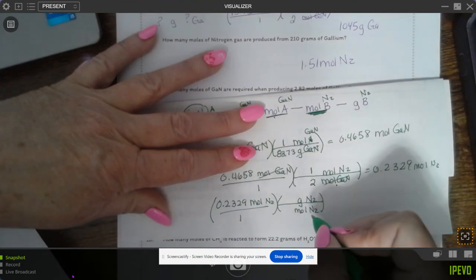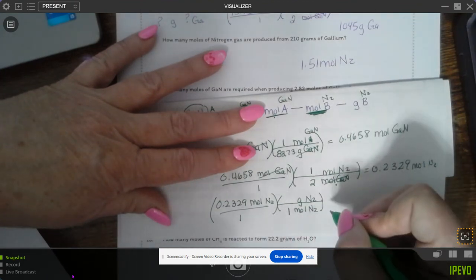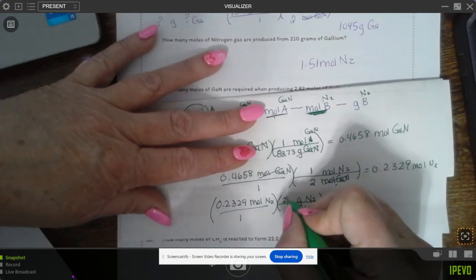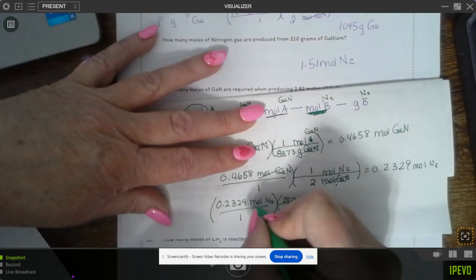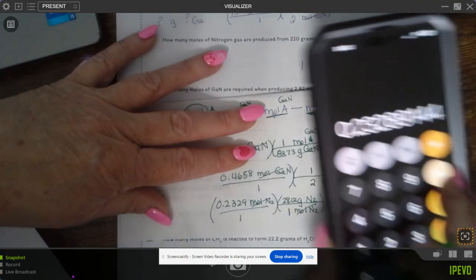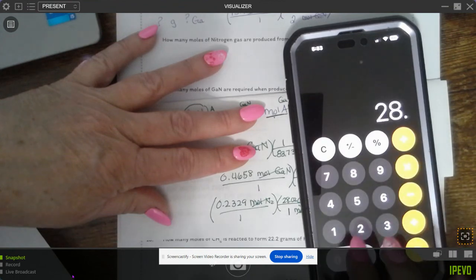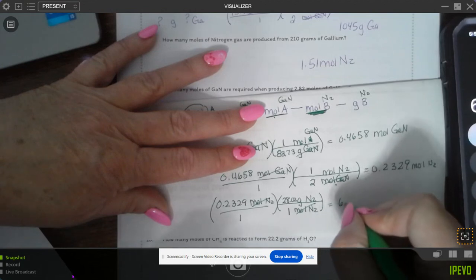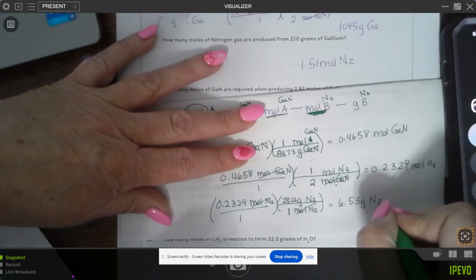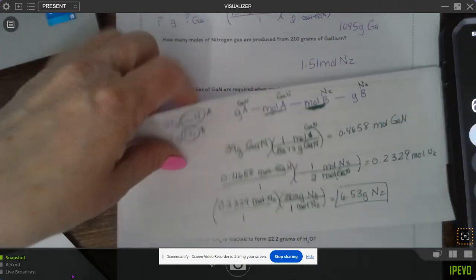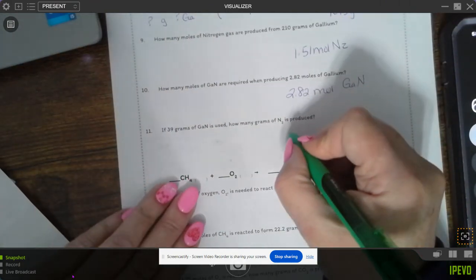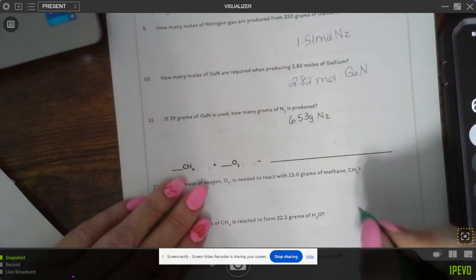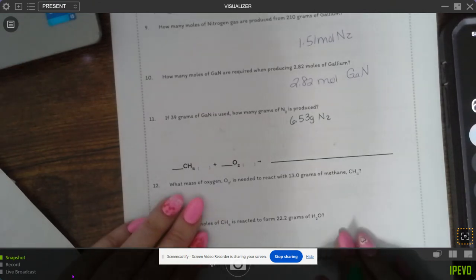This is where we use the molar mass. So 1 mole of nitrogen. Remember, nitrogen's molar mass is 14.01, but we have 2. So that's going to be 28.02 grams. Moles will cancel out. Times 28.02. 6.53 grams of nitrogen. All right, so our answer is 6.53 grams of N2.